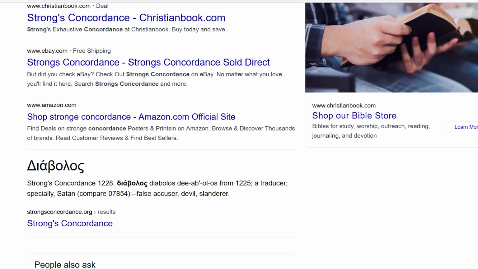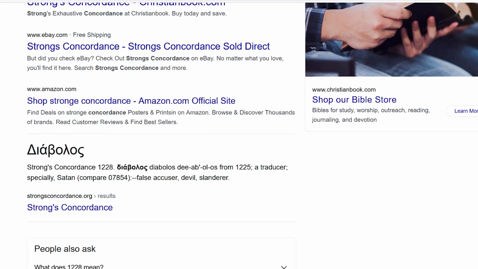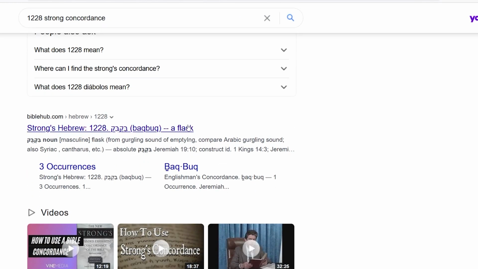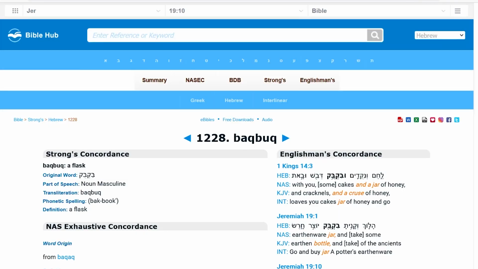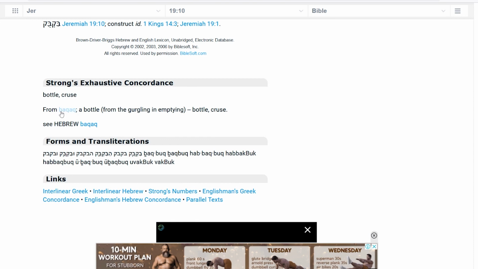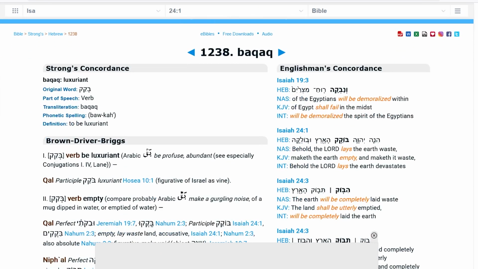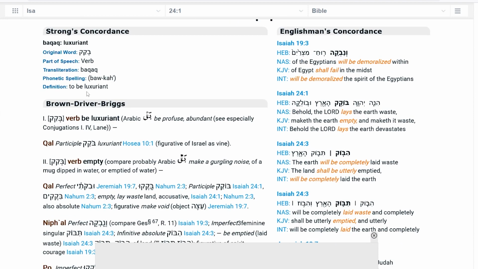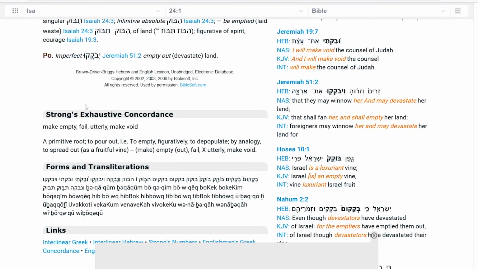Because look, what's interesting is 1228. 1228 means a flask, in Hebrew. And so you're like, a flask? Okay, what does that mean? Bottle, emptying. But look, you keep digging and keep going down this rabbit hole. To be luxuriant, whatever that means. Let's see. Empty. Make empty, fail, utterly. Make void. And you know, void, what I got in here? Go look up what void means. Where's it at? Gonna maybe type it down again.